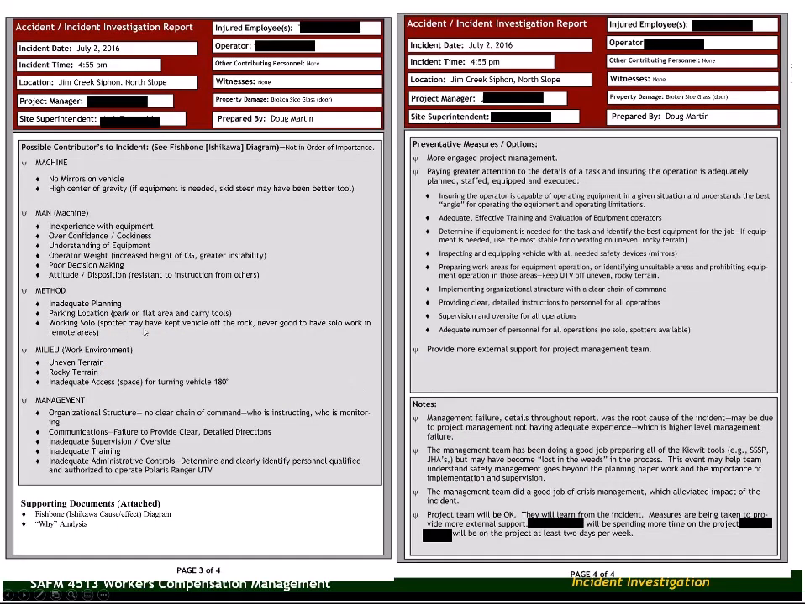Here's some more of the report. Possible contributors. This is a summary of the fishbone diagram information. Then supporting documents attached, preventative measures, preventative options, and then additional notes. Yeah, that's an example of how the fishbone, the 5 whys, can be a part of your incident reports, incident investigation reports. Useful tools.